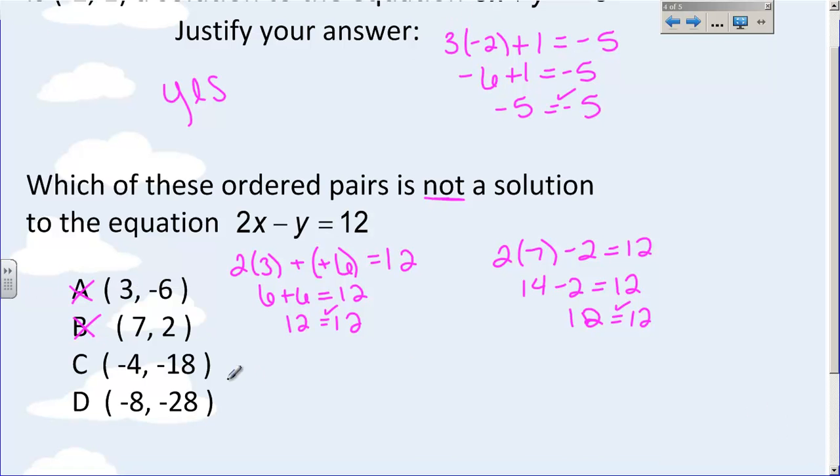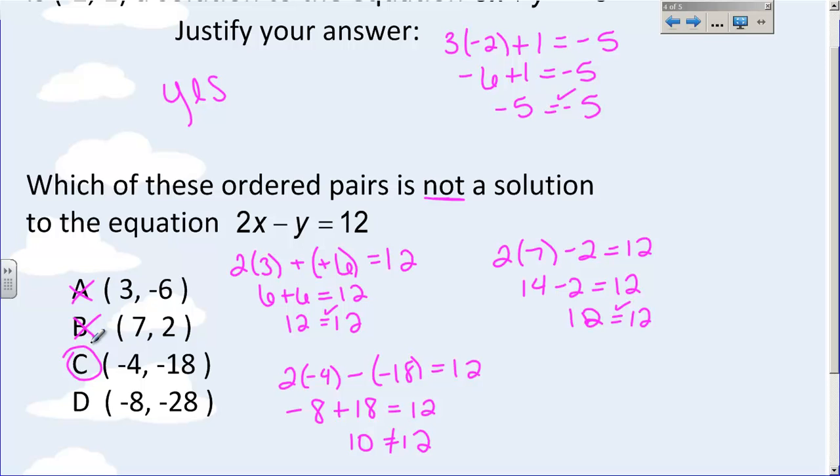Let's plug in our C. So I have 2 times negative 4 minus negative 18. And I need that to equal 12. So let's test our math. 2 times negative 4 is negative 8. Minus a negative 18 is like saying plus 18 equals 12. Well, negative 8 plus 18 is going to be 10. And 10 does not equal 12. So this makes a not true statement. This is the one that's not a solution. I'm betting if you plug in the ordered pair for D that you end up with a true statement, and you will see that that is a solution. So your answer is C.